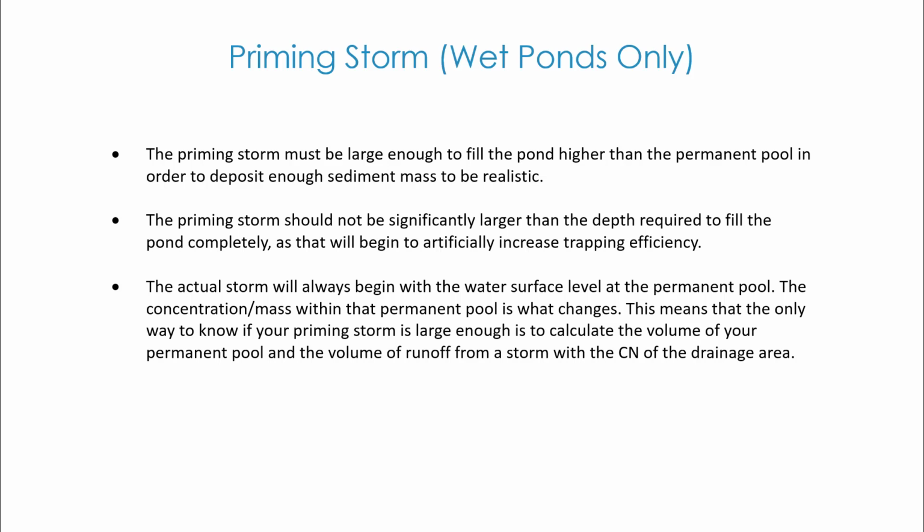The priming storm should not be significantly larger than the depth required to fill the pond completely, as that will begin to artificially increase the trapping efficiency. The actual storm will always begin with the water surface level at the permanent pool. The concentration or mass within the permanent pool is what will change. This means that the only way to know if your priming storm is large enough is to calculate the volume of your permanent pool and the volume of runoff from a storm with the curve number of the drainage area.